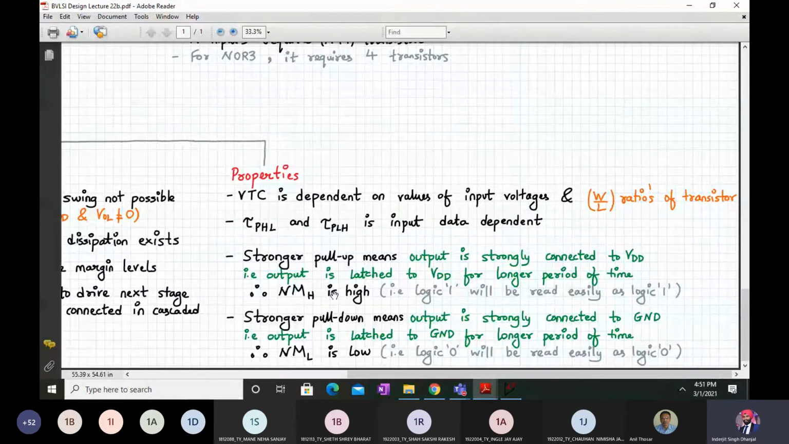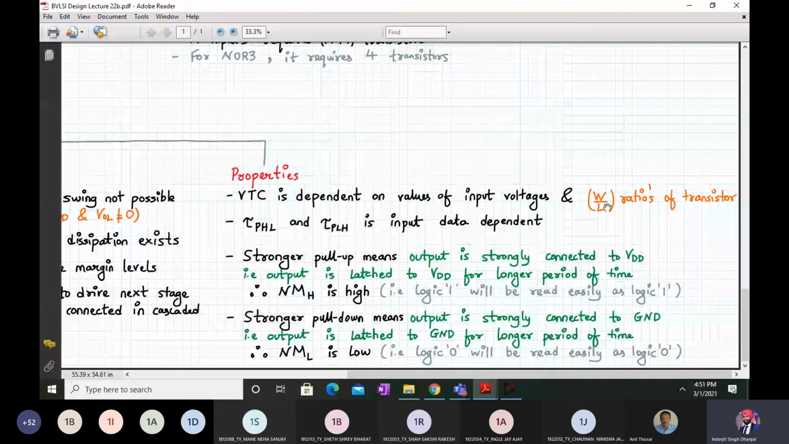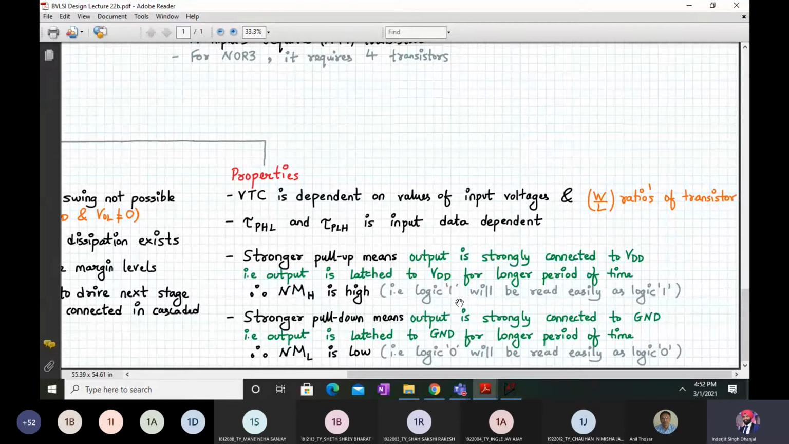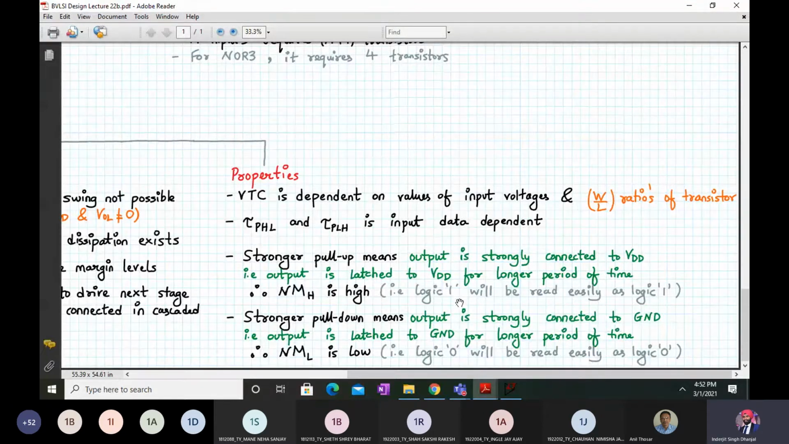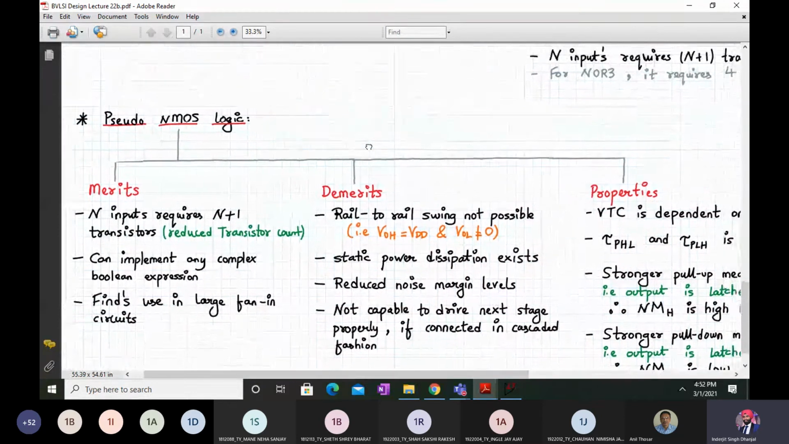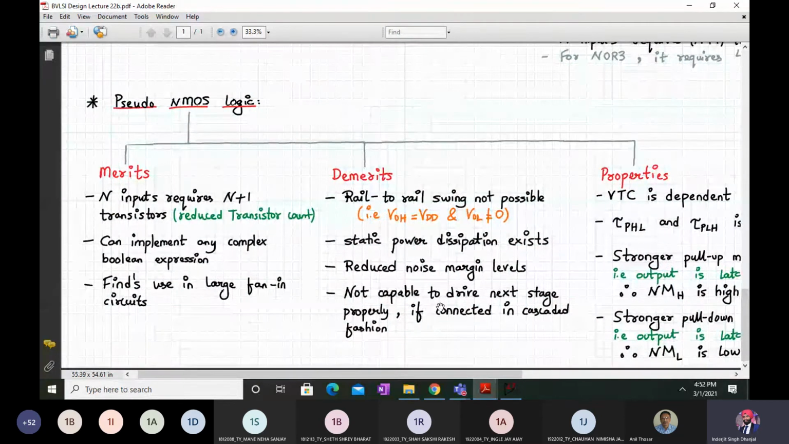And the properties are: the VTC, the voltage transfer characteristics, is dependent upon the values of the input voltages and the W by L ratios of the transistors. Then the propagation delay high to low is also input data dependent. Here the stronger pull-up means the output is strongly connected to VDD for a longer period of time and the noise margin high will be high. That means logic 1 will be read easily as logic 1. Stronger pull-down means the output is strongly connected to ground for a longer period of time and your noise margin low will be better. That means 0 will be read easily as logic 0. So these are the various properties and the summary of pseudo NMOS logic.